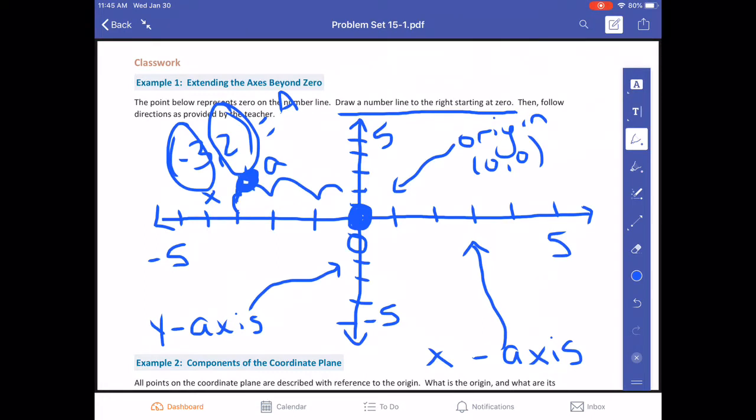So, 5 vocabulary terms. We have origin, x-axis, y-axis, and then we also talked about the x-coordinate, and then the number 2 here would be the y-coordinate when you're given an ordered pair.